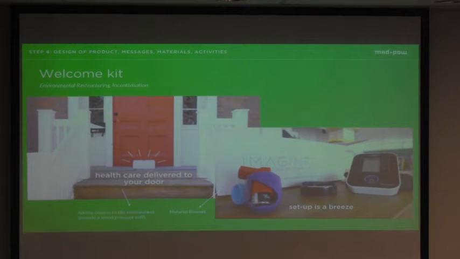So the next step after you sign up, there's a welcome kit, and the main intervention functions with this piece are the environmental restructuring idea of just putting objects in the environment. So provide a blood pressure cuff, knock that barrier out of the way right away. And then that material reward piece again.